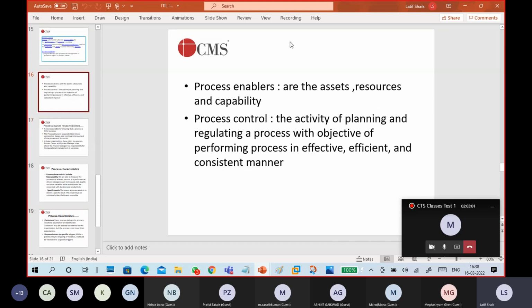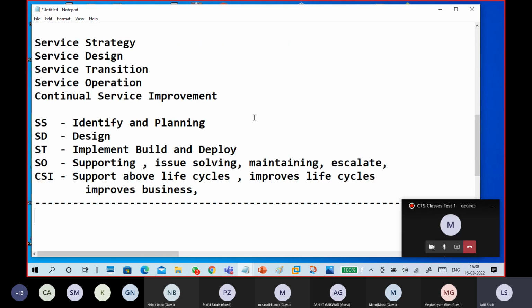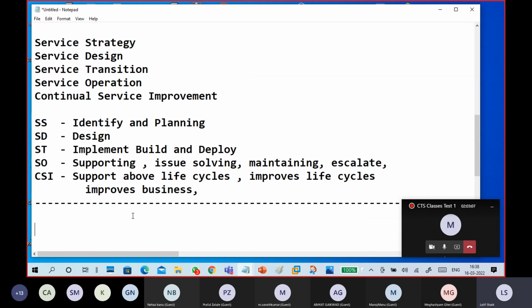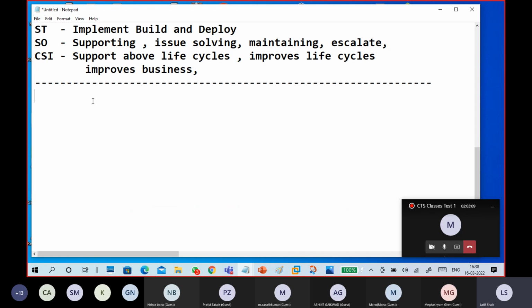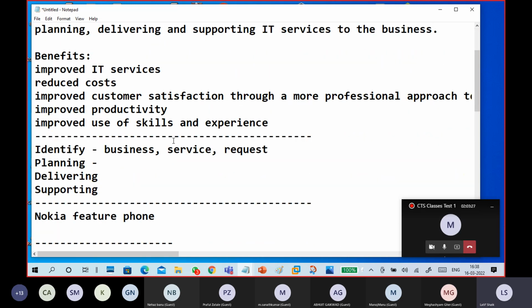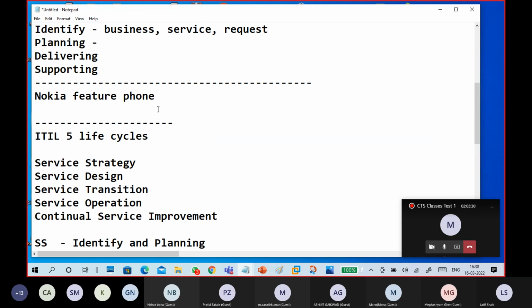So this is the first basics of ITIL, guys. So 5 life cycles. Next I will tell service operations directly. Next I will tell ITSM business related. SLM, service level management, business level management, SLA and all, I will tell separately. This is the very basic notes of your ITIL.